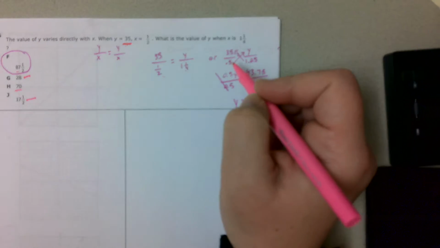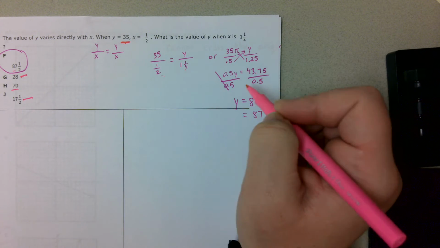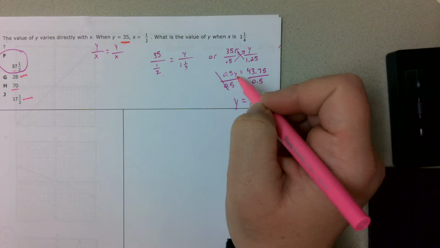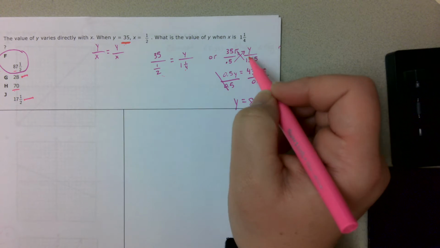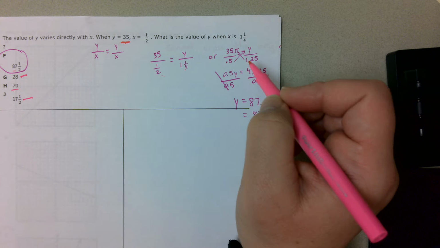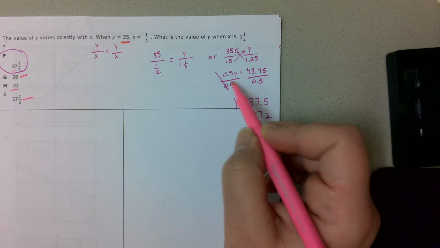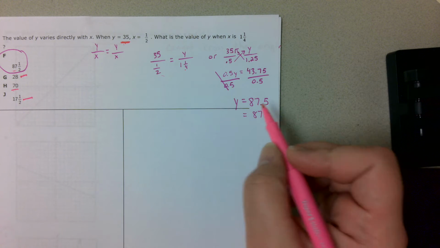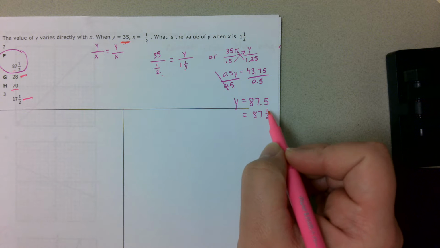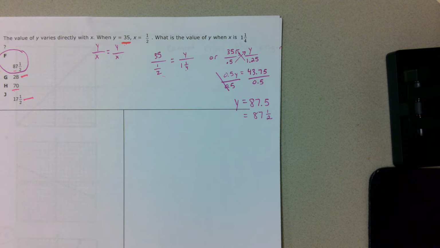And then what I did was I cross multiplied. 0.5y is equal to 43.75, and that's just multiplying 35 and 1.25. Then I divide by 1/2, y equals 87.5, or as a mixed number, 87 and 1/2.